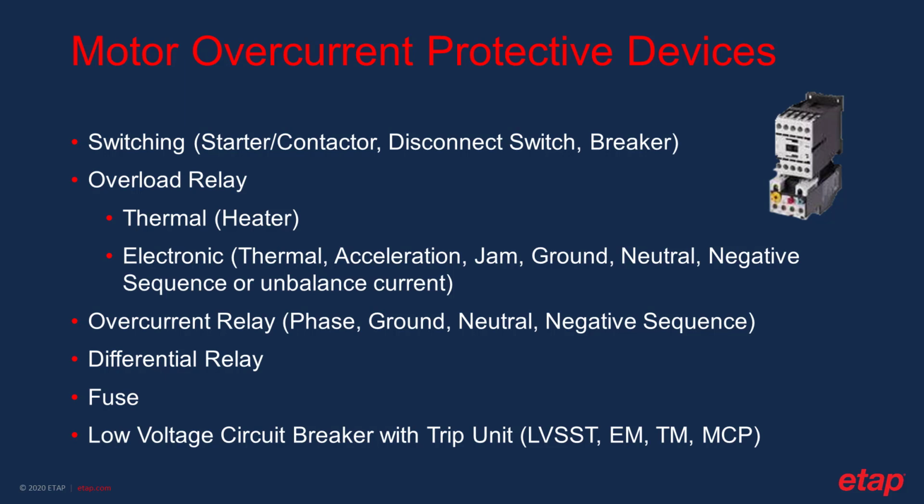Differential relay is another type of the protective device that is commonly used for larger size of the motors, and typically is protecting the motor for the internal faults. Fuse, medium voltage or low voltage, and low voltage breakers are the most common type of the protective devices you can find in the low voltage system.